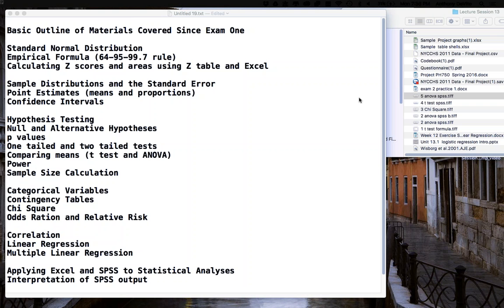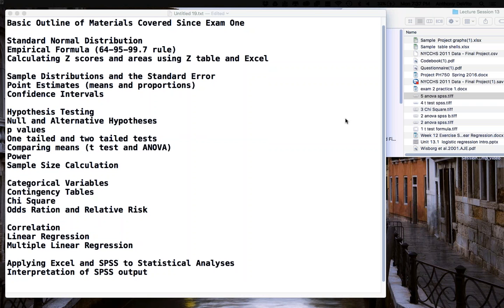But after exam 1, we got into the standard normal distribution. We learned about the empirical formula. You remember that was the 68, 95, 99.7% of the normal distribution based on the z-scores, or based on the number of standard deviations. We learned about standard deviation. We learned how to calculate the z-scores. We learned how to add the number of standard deviations from the mean. We learned how to use the z-table, and we learned how to use Excel to find areas on the normal distribution beyond that simple 68, 95, 99.7.